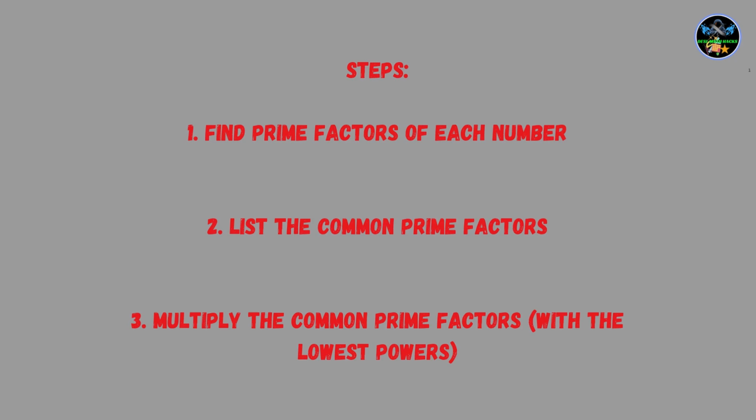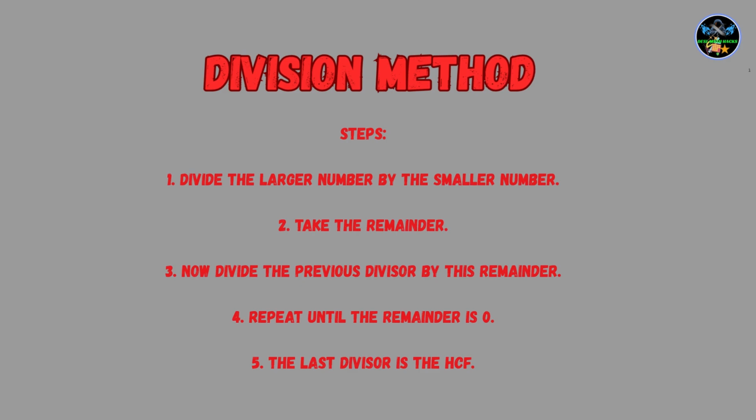Now the third method, that is the division method. It is a fast way to find HCF of numbers. So I will explain the steps of this. First, divide the larger number by the smaller number. Second, take the remainder. Third, now divide the previous divisor by this remainder.